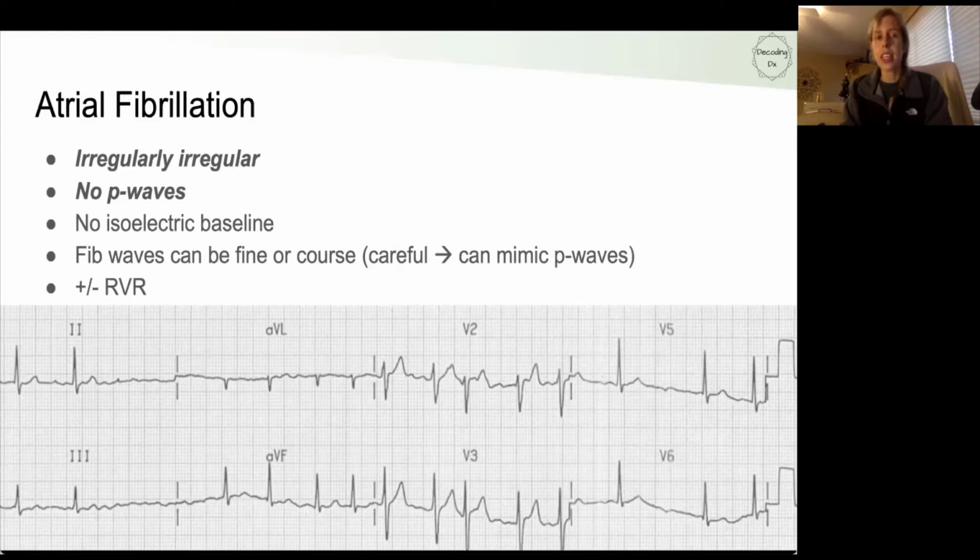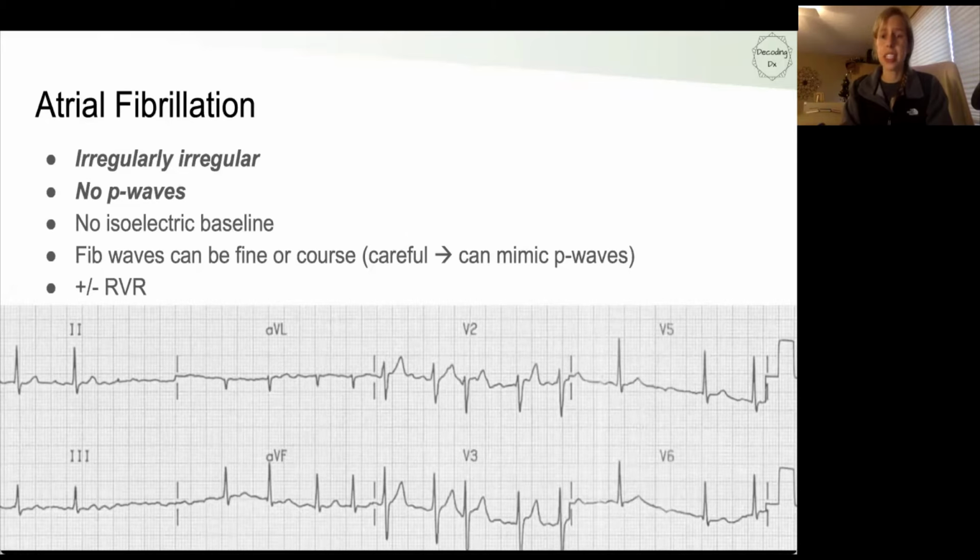One thing to note is that the fibrillation waves can be on a spectrum. They can be really fine or they can be coarse. When they're coarse, it can be confusing because they can actually mimic P waves. So you really have to take a step back and be careful. If you're questioning it, get another EKG, or if you have a telemetry strip, look at a different part of the strip to see if you can help discern what's going on.